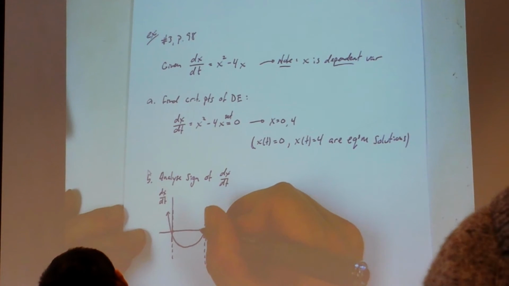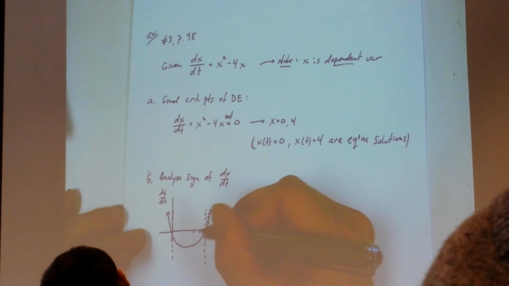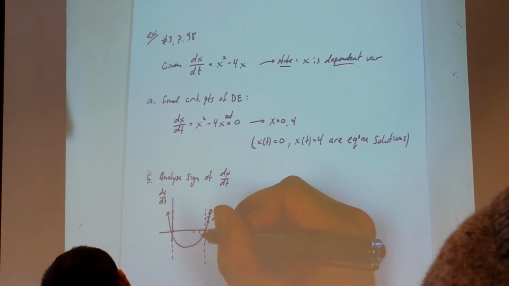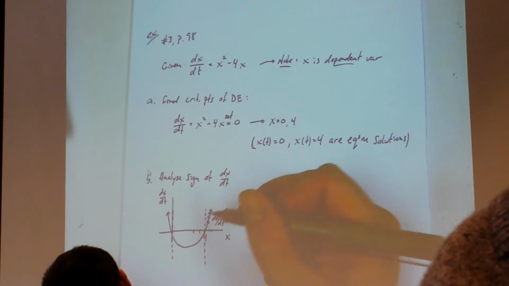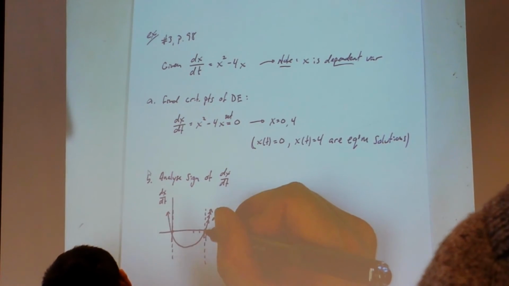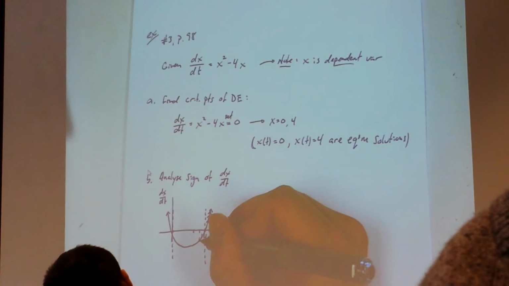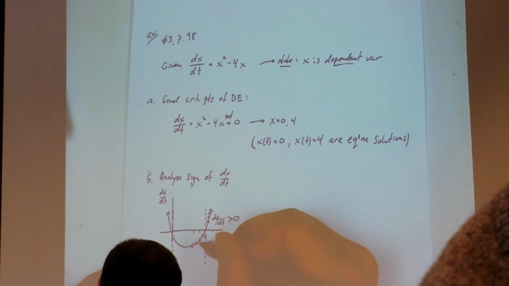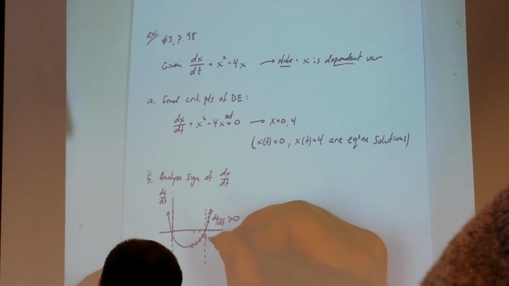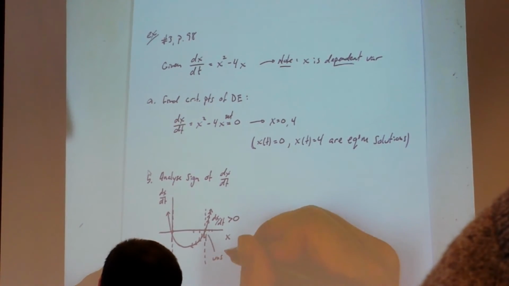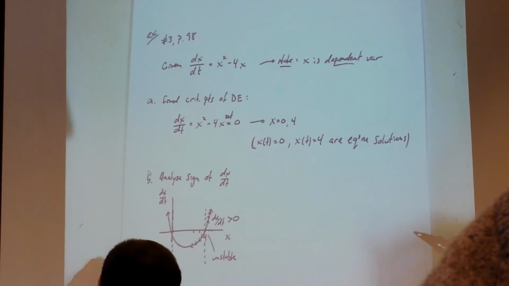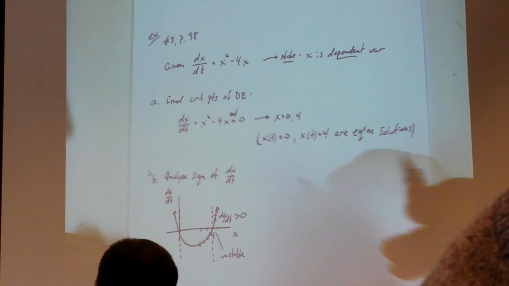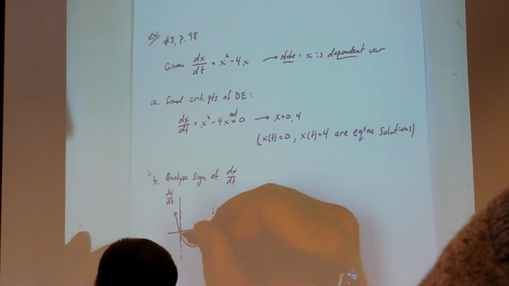Now, on this side, if x is just less than 4, dx/dt is negative, which means it's decreasing. The x values are decreasing away from 4. So if they're moving away from the value 4, this is an unstable equilibrium. Now, on the other hand, let's look at x equals 0.